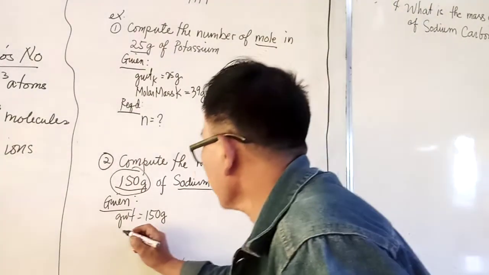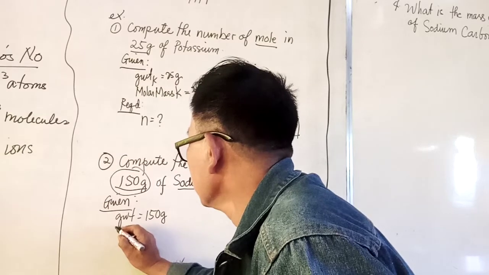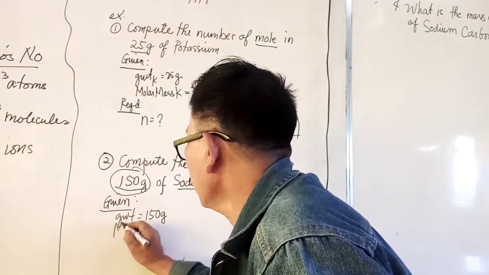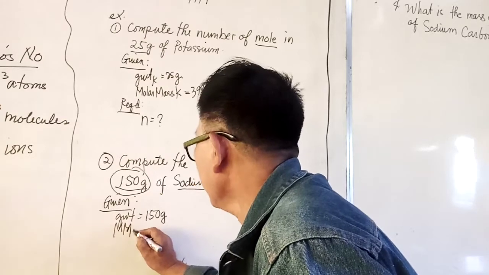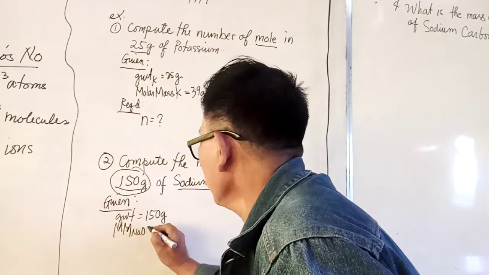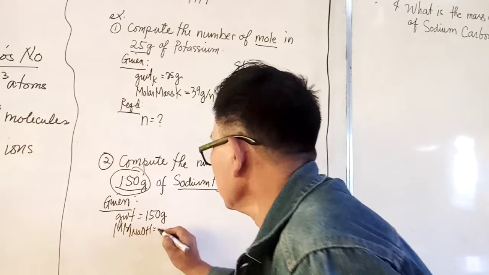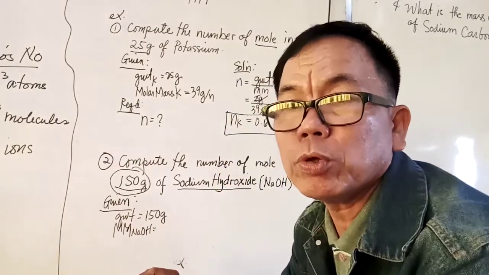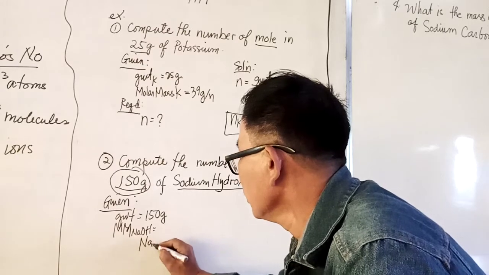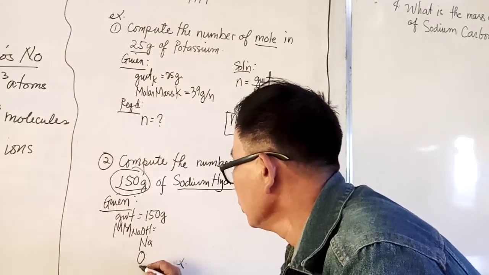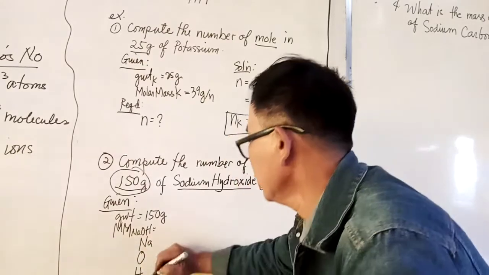That's why you may write here formula mass or the molar mass of sodium hydroxide, NaOH. And that is equivalent to, of course, you have to compute the formula mass. And you have now sodium, you have oxygen, you have hydrogen.